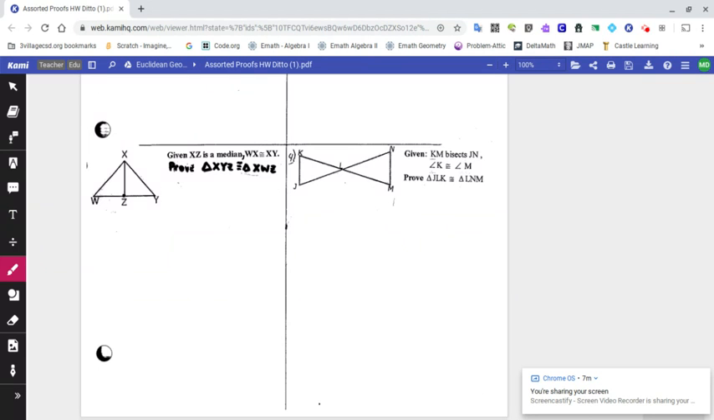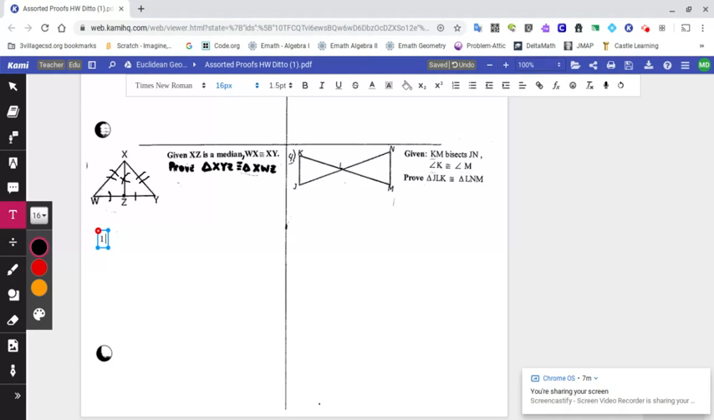For number three, XZ is a median. That is a segment that goes from the vertex to the midpoint of the opposite side. So in this case, that is bisecting WY by the definition of median. It doesn't tell us anything about the angles at the top. It only tells us that it bisects WY. Then the other given is this one. Those two sides, and of course we've got reflexive. So side, side, side should just jump out at you for this one.